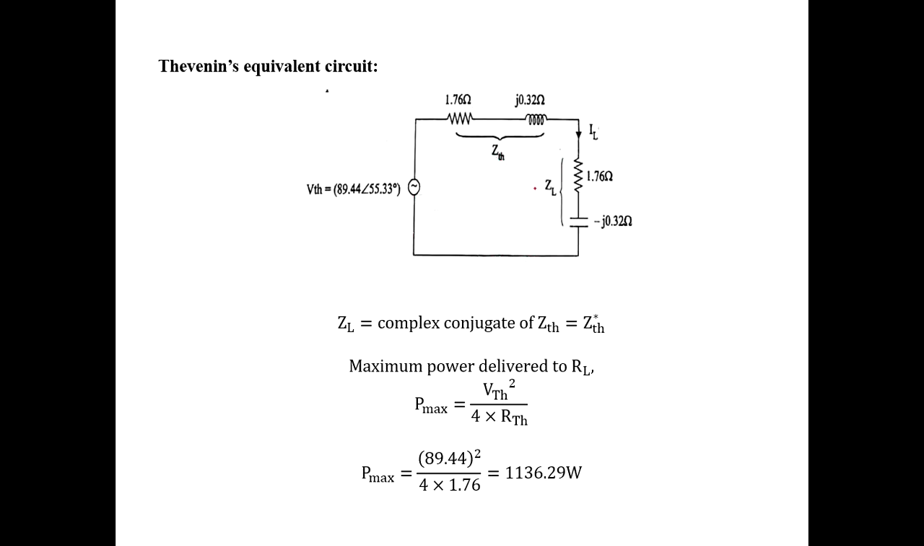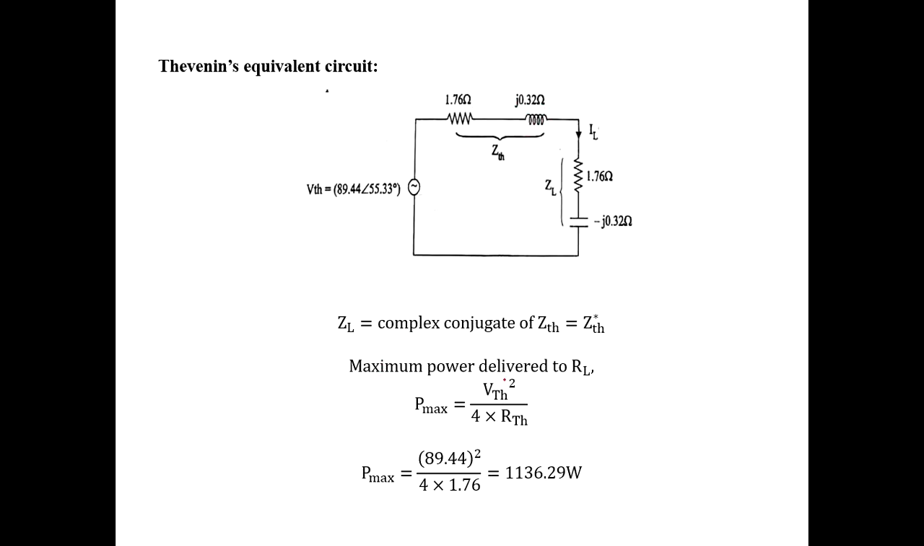Here this load impedance is the complex conjugate of this ZThevenin. We just have to change the sign of this inductance value, and then the inductance will be converted into a capacitance. Here we can write the ZL value, which is equal to 1.76 ohm, and then the capacitance value is minus j0.32 ohm. Here we just have to change the j term sign.